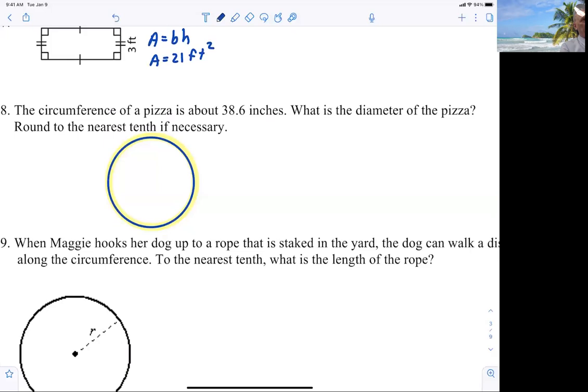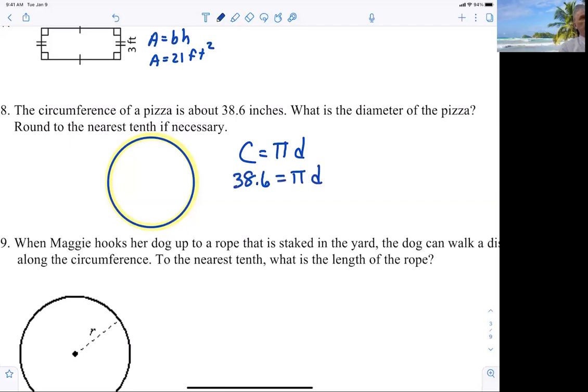C equals pi d. Yes, C equals pi d. That's perfect. The reason why I want to use that is because it's asking about the diameter. So what's the circumference? Right, so we put 38.6 equals pi d.